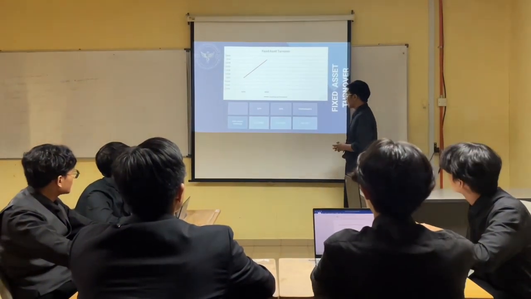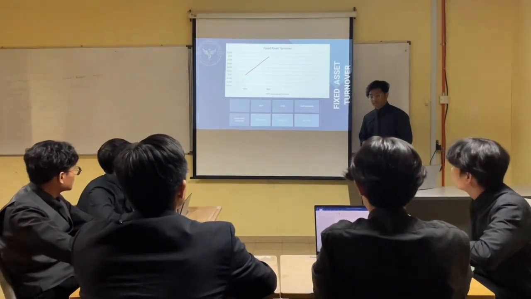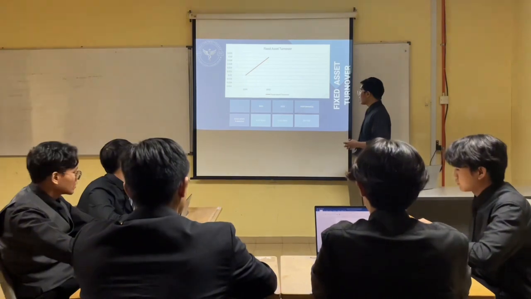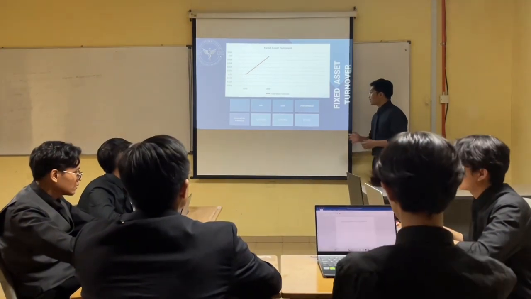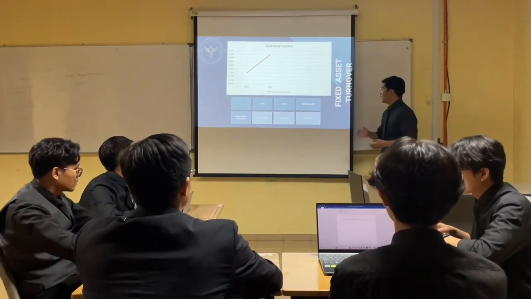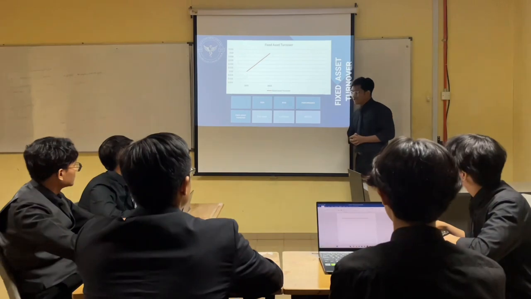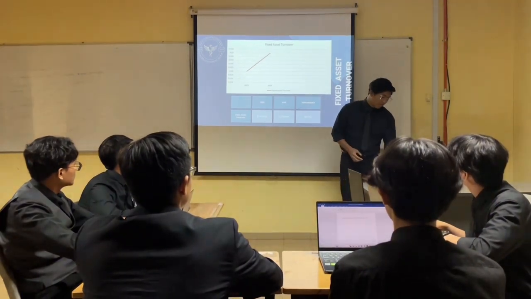The next ratio, fixed asset turnover. As you can see in the graph, for the year 2021, we have the value 0.452, and in the year 2022, we have the value 0.53 times. The performance for fixed asset turnover is better. This is because the year 2022 has a higher value than the year 2021.